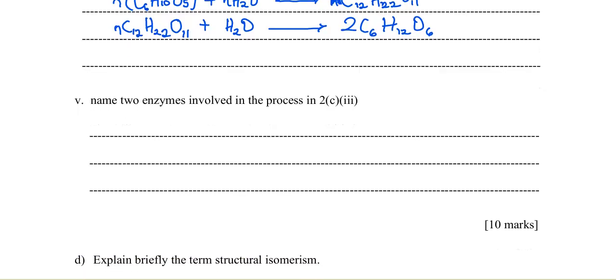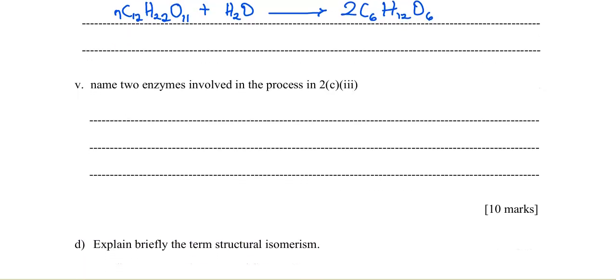Name two enzymes involved in the process. The first enzyme is diastase. The first process is enabled by the enzyme diastase, and the second, that's the hydrolysis of maltose into glucose, is enabled by the enzyme maltase.